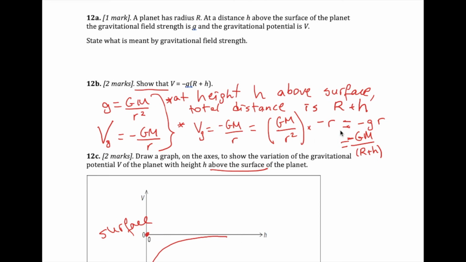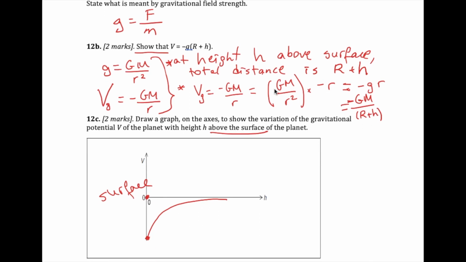Next question. What is meant by gravitational field strength? Gravitational field strength is defined as force acting per unit mass. In an exam, don't write it as a formula like I just did. Use actual words, please. It's defined as force per unit mass exerted on a point or small or test mass.